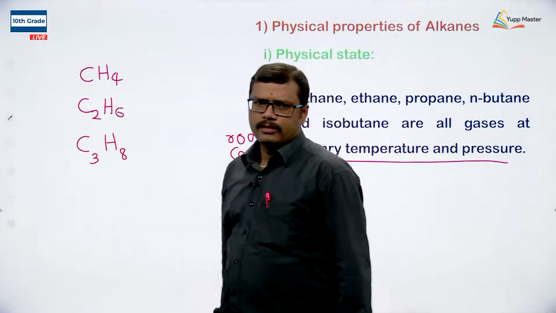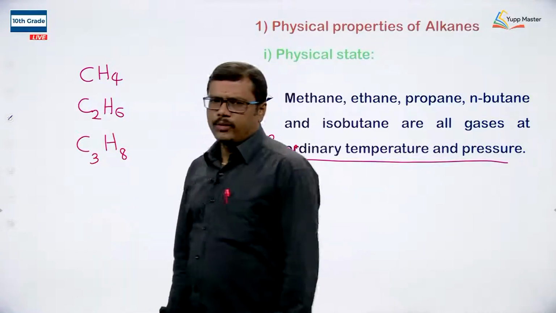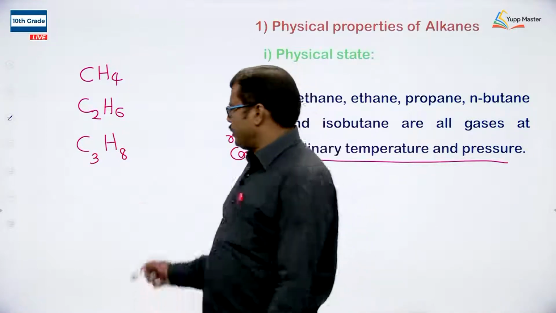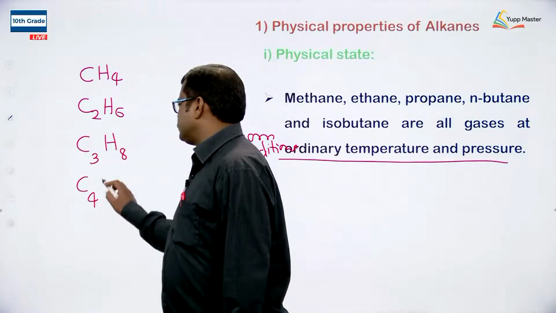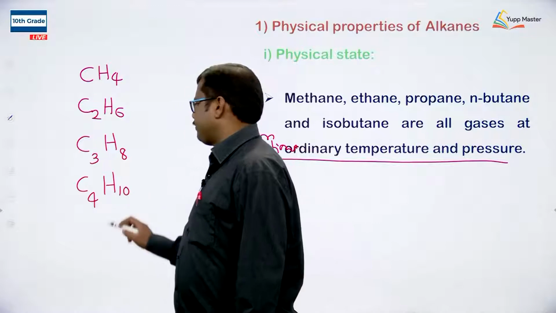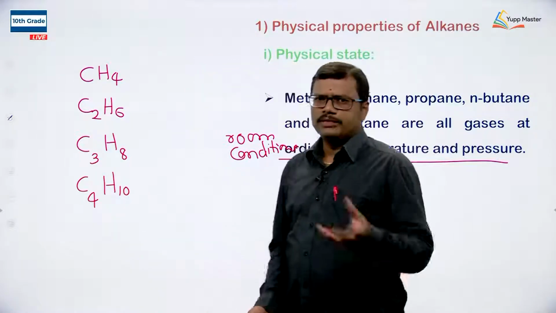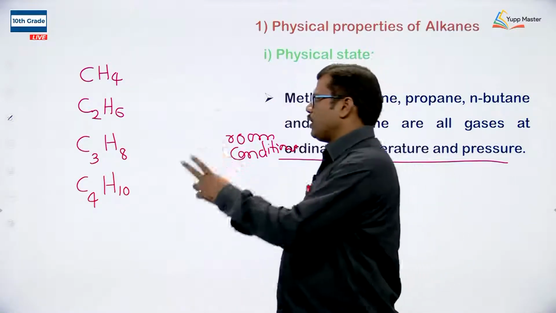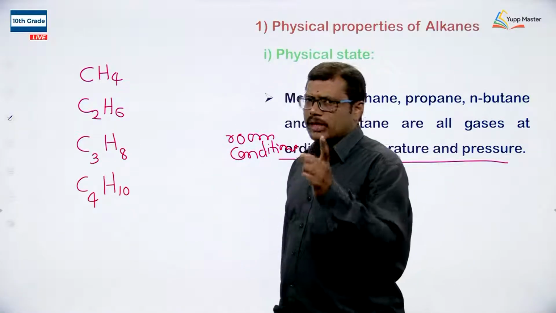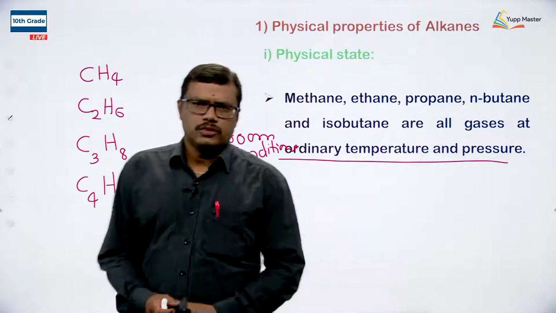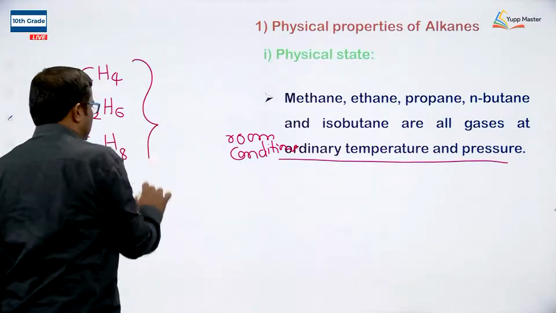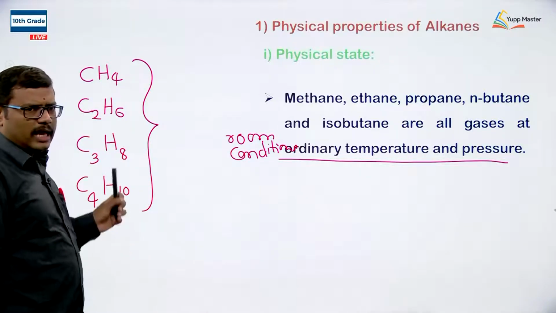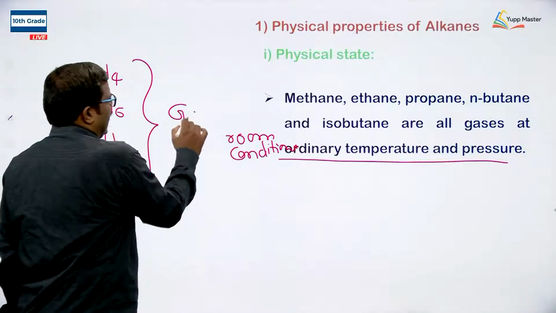C3H8, propane, butane, normal butane as well as isobutane. Both are the chain isomers of butane. So, when you take the formula, it will be C4H10: 4 carbons, 10 hydrogens. Propane, 3 carbons, 8 hydrogens. Ethane, 2 carbons, 6 hydrogens. Methane, 1 carbon, 4 hydrogens. Okay. So, all these alkanes, methane, ethane, propane, butane and isobutane are gases.